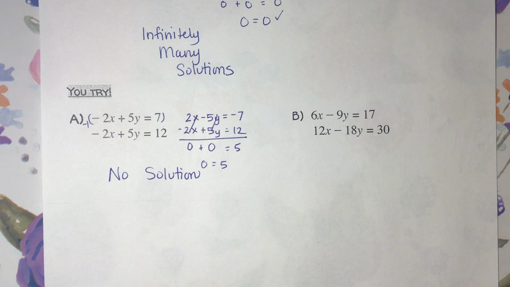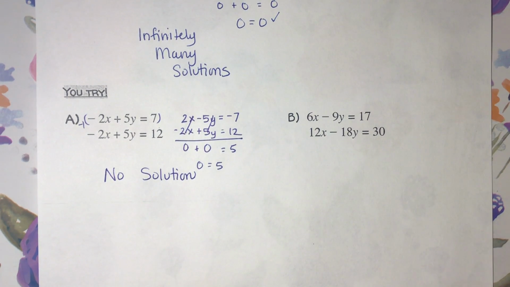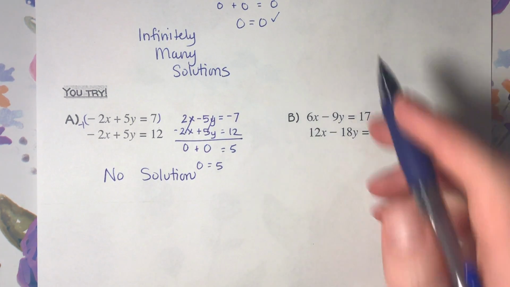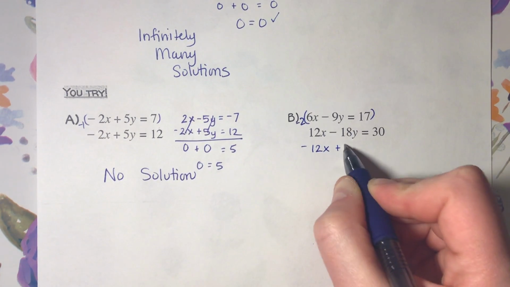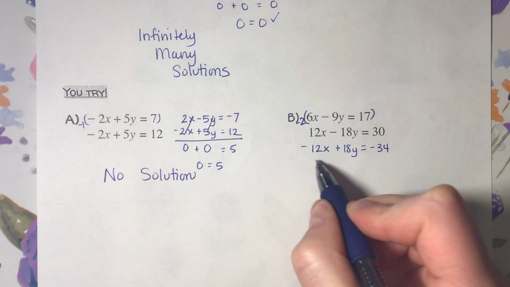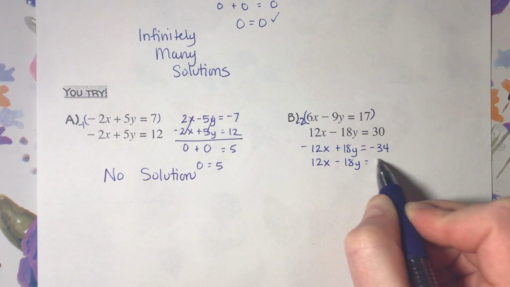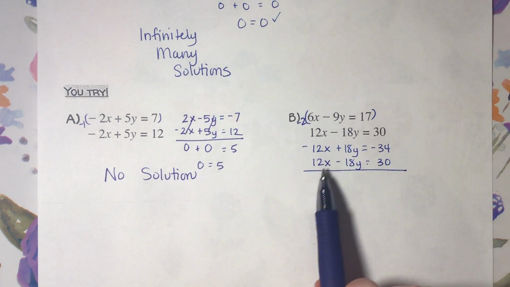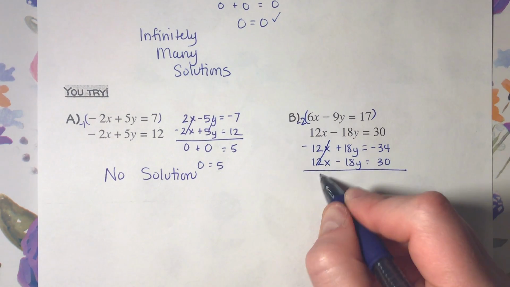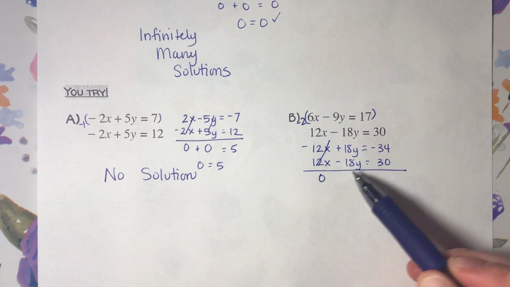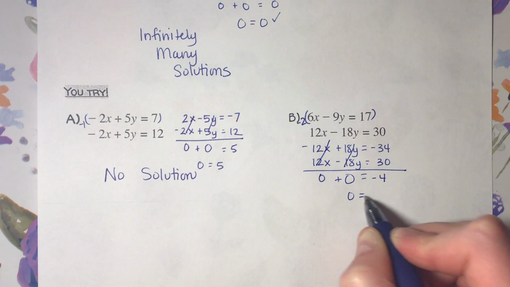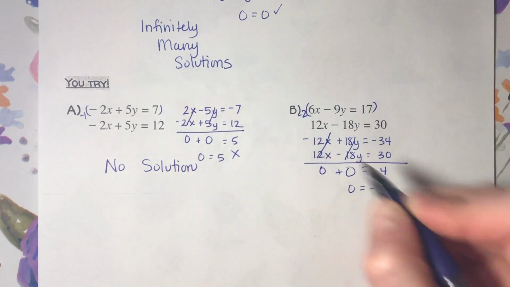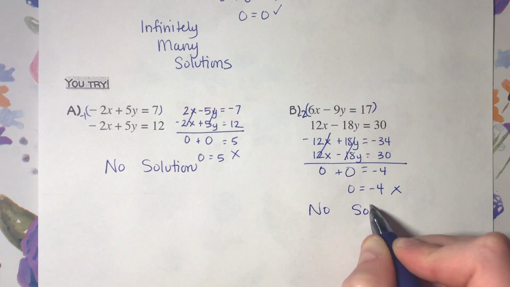We have one more example, so I'll go kind of quickly through it because I know this video is running long. Here, I'm going to cancel out my x's, so I'm going to multiply by negative 2 on top and bottom because I want my x's to be additive inverses. So this gets me negative 12x plus 18y is equal to negative 34, and the bottom equation is staying the same. Add them up. Negative 12x and positive 12x cancel to get me 0. 18y and negative 18y cancel to get me 0. And negative 34 and 30 get me negative 4. Does 0 equal negative 4? No, it does not. So I know that this one also has no solution.